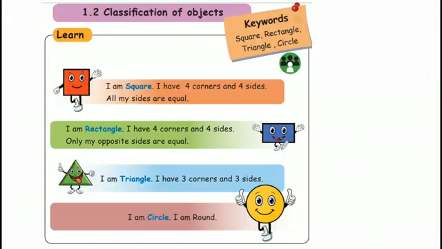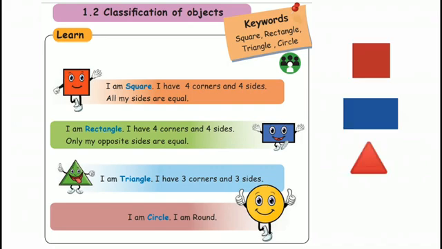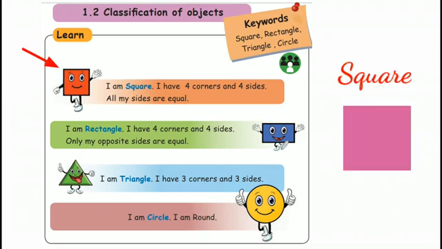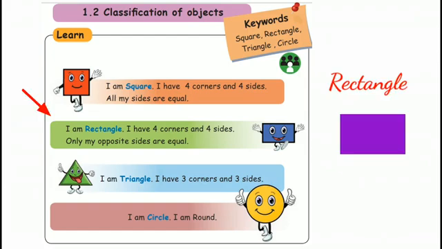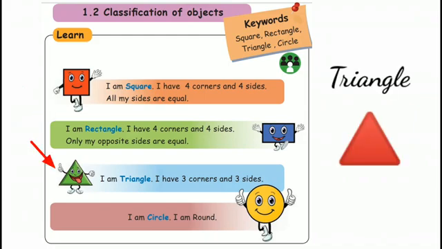Let us learn classification of objects. We already learned flat shapes. They are square, rectangle, triangle and circle. First, square. Square have 4 corners and 4 sides. All the 4 sides are equal. Next, rectangle. Rectangle have 4 corners and 4 sides. Opposite sides are equal. Next, triangle. Triangle have 3 corners and 3 sides.